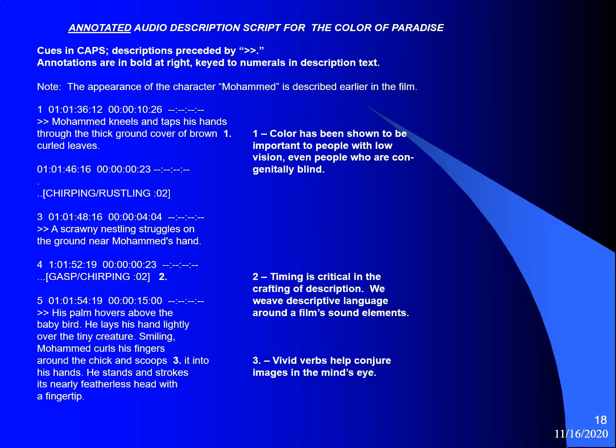Here you go. At the very beginning, thick ground cover of brown curled leaves. Well, brown curled leaves, that tells you, of course, something about the time of year. It's fall. And brown, again, color has been shown to be important to people with low vision, even people who are congenitally blind. A little bit later, there's a gasping, a chirping for 2 seconds. And that's a cue, and it's a very precise one because that's when we come in with the next bit of description. Timing is critical in the crafting of description. We weave descriptive language around a film's sound elements.